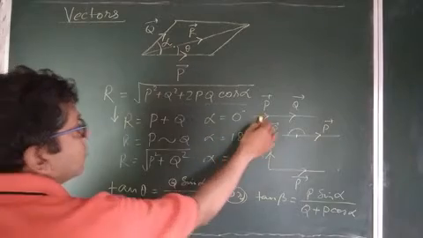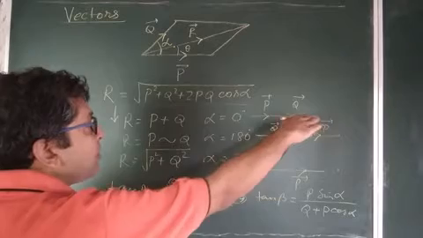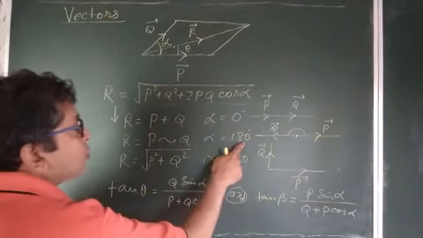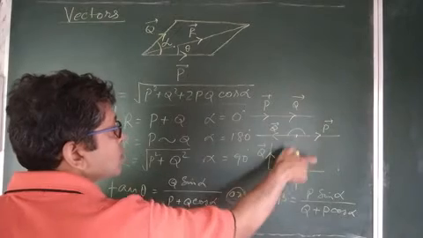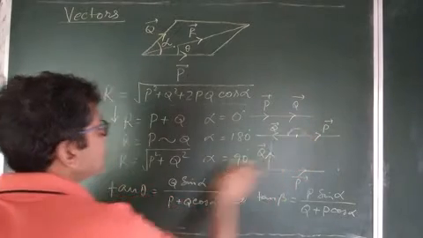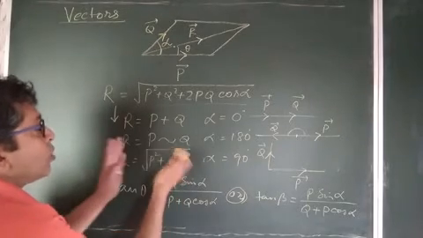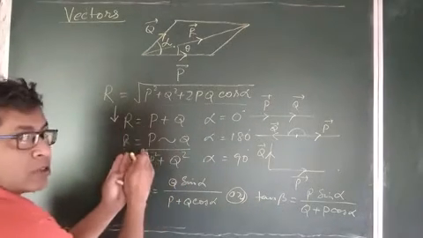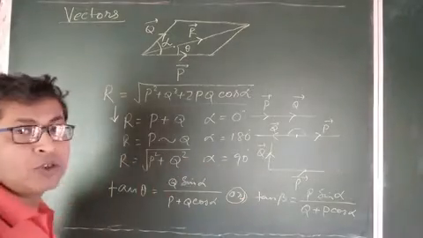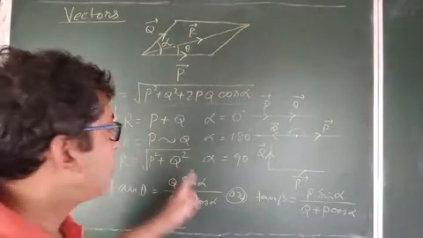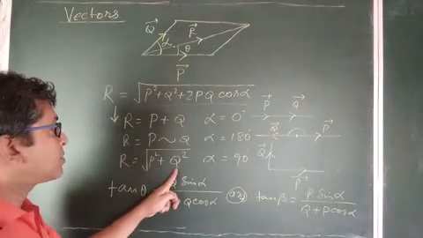Alpha is equal to 0, that means the two vectors act in the same direction. Alpha is equal to 180 degrees, that means the two vectors act in opposite directions. Then the value of the resultant is P minus Q, that means whichever is greater is to be put first. And when they are mutually perpendicular, then the resultant's value is this.